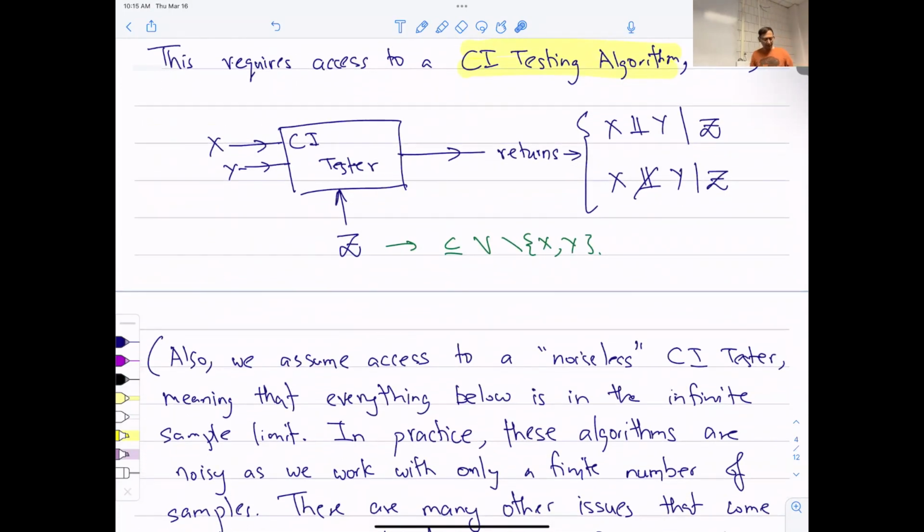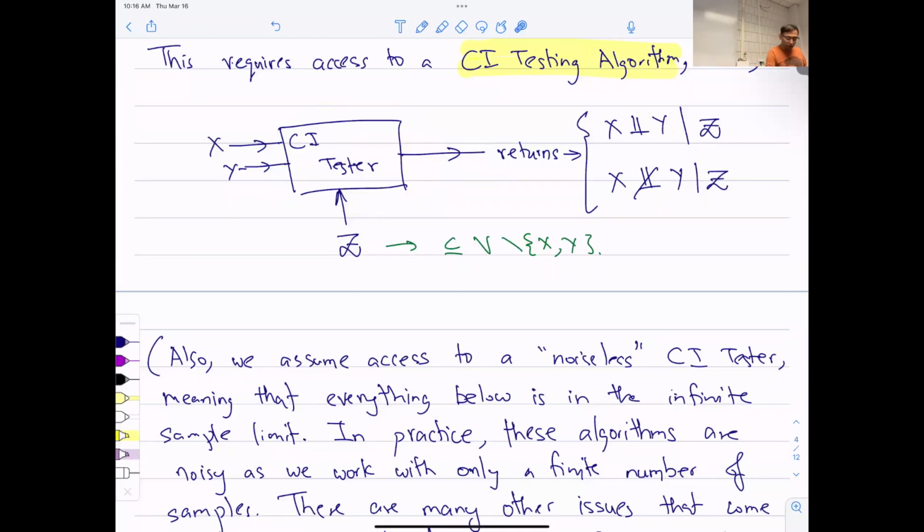This algorithm assumes black box access to a conditional independence tester. What do I mean by that? I have a box where I can give it scalars x and y. Scalars are vectors, but right now let's just say scalars. Scalar random variables x and y, and a vector z of random variables. Then this returns one of these two statements: x and y are conditionally independent given z, or x and y are not conditionally independent given z. This is the black box.